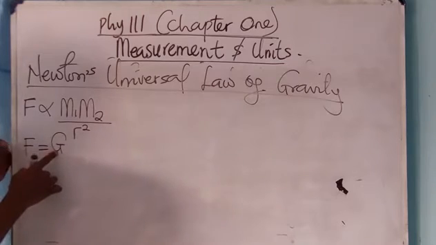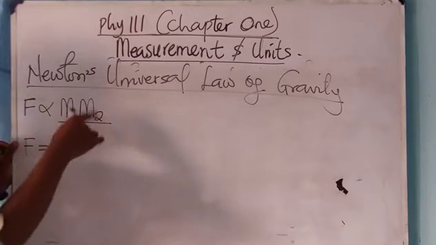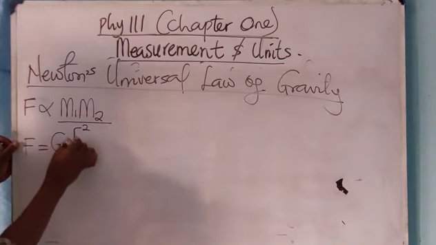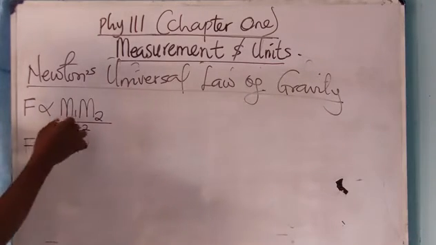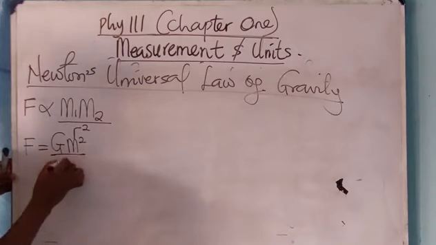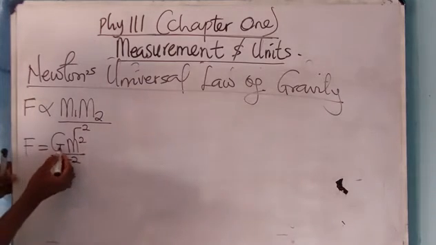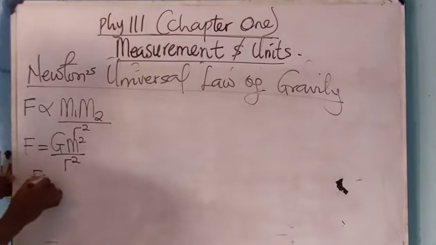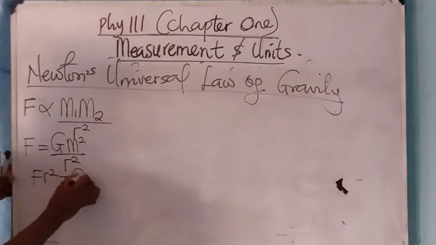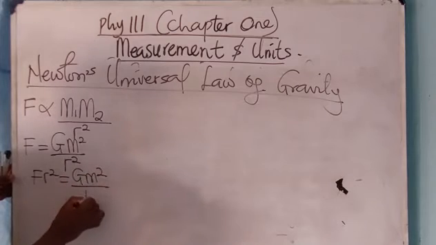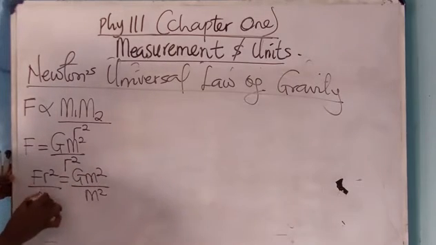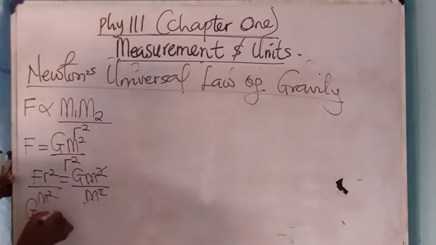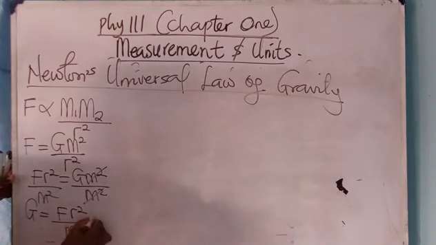Now big letter G is Newton's universal constant. So I'll say m squared for m1 m2, over r squared. I'm making G what we are looking for. I want to make it the subject of the formula. So this becomes F r squared equals G m squared. Divide both sides by m squared. So I have that G equals F r squared over m squared.